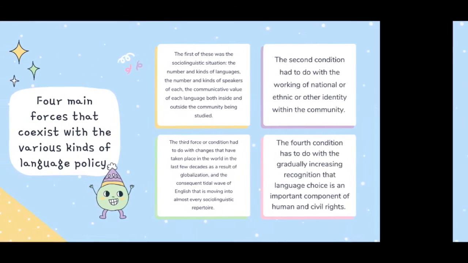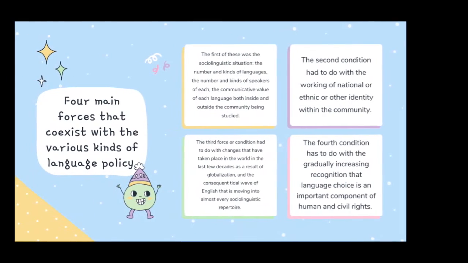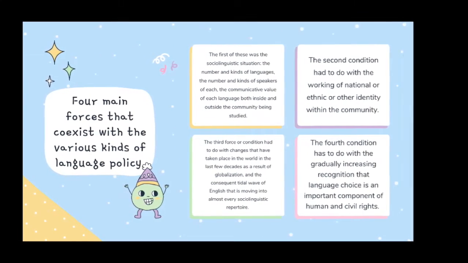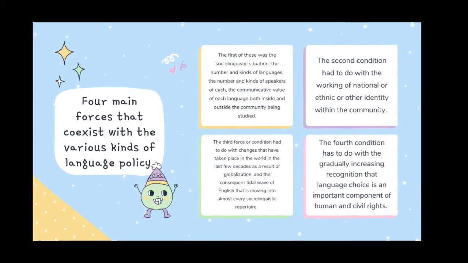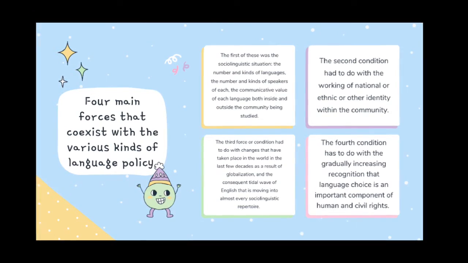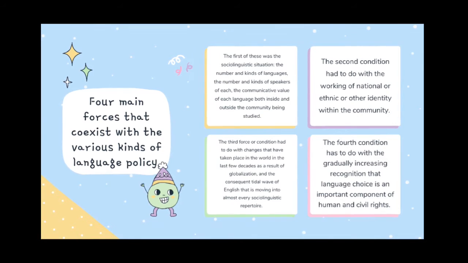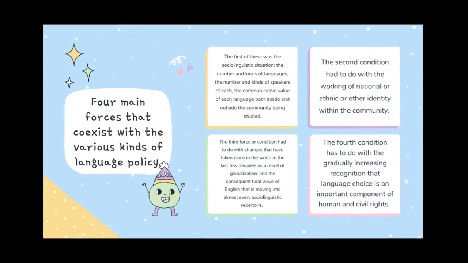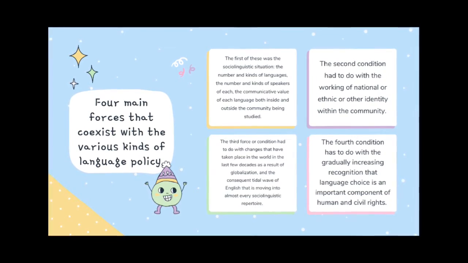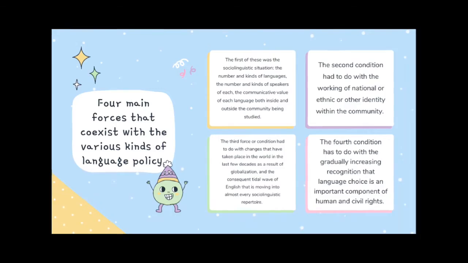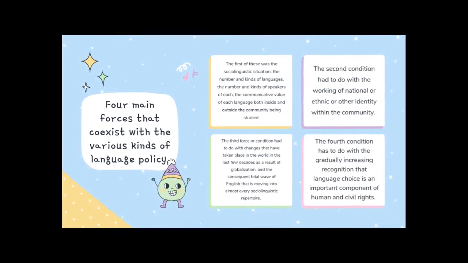The first of these was the sociolinguistic situation: the number and kinds of languages, the number and kinds of speakers of each, and the communicative value of each language both inside and outside the community being studied. An important factor turned out to be less the situation than the current perception of the situation. Therefore, the community may be ignoring the number of language types being used by members of the community. Much of this reportedly monolingual community is found to be multilingual by actual detailed analysis.